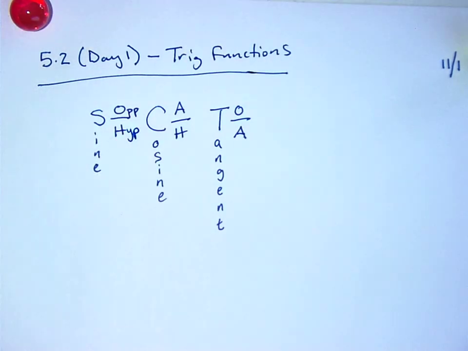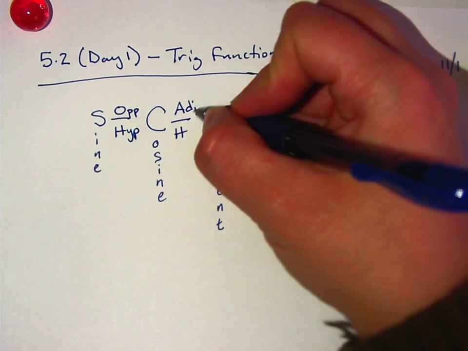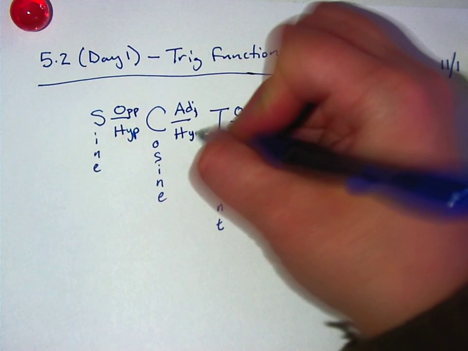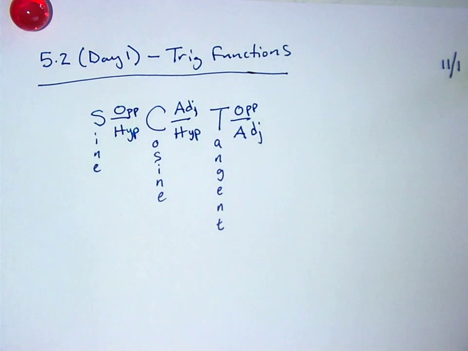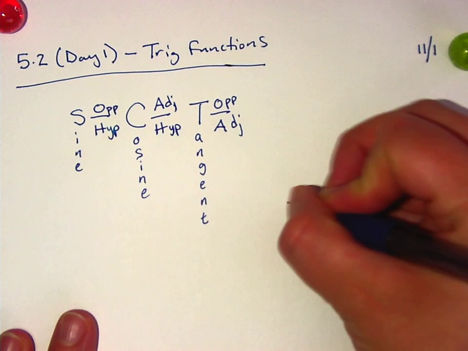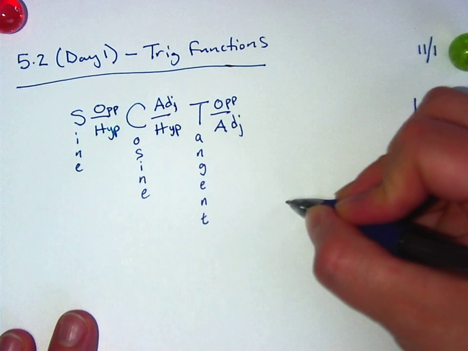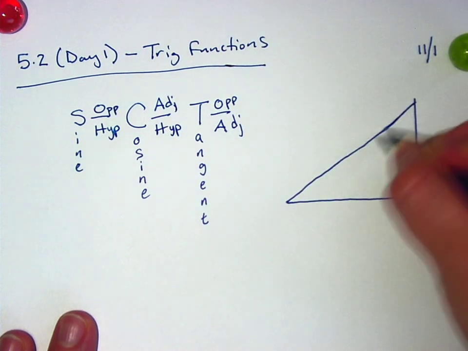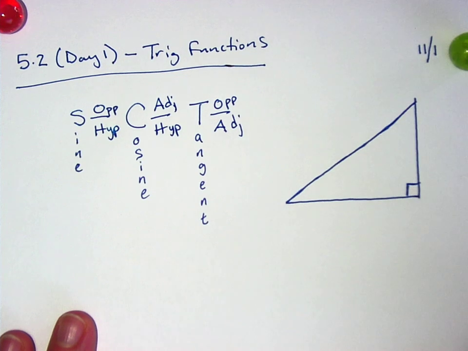Hypotenuse. This is the one that Sam was thinking of. That's adjacent. This one is hypotenuse, opposite, adjacent. Tangent, sine, and cosine are just relationships between different sides of a right triangle. So we're going to draw a right triangle really quick. You can tell it's a right triangle because it has a 90 degree angle in it.